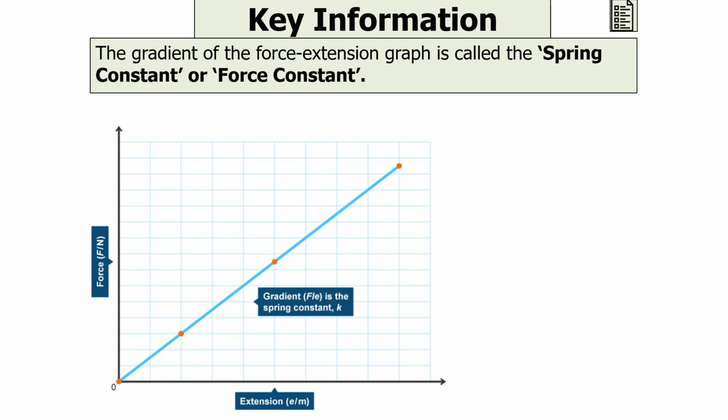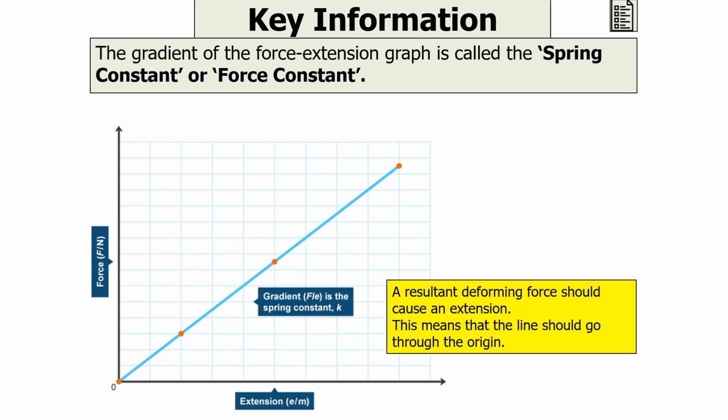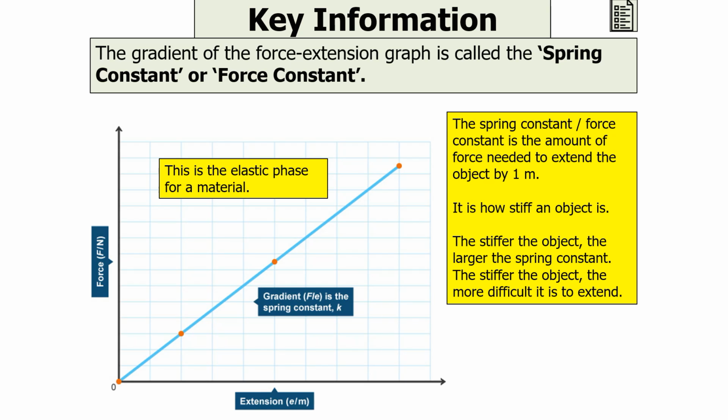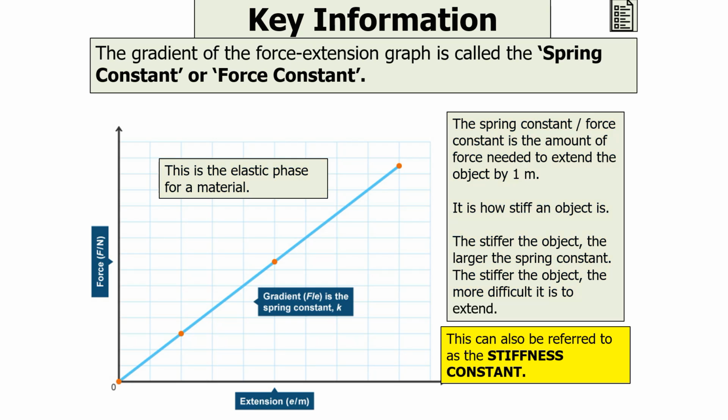Now, the gradient of the force extension graph is called the spring constant or force constant. Now we know that a resultant deforming force should cause an extension, so we should get a line that goes through the origin. As we mentioned before, if it does not, then the experiment has not measured the extension, but they've in fact measured the length. Now the spring constant or force constant is the amount of force needed to extend an object by 1 meter. It's a measure of how stiff the object is. So the stiffer the object, the larger the spring constant. The stiffer the object, the more difficult it is to extend. So we can also call it the stiffness constant.